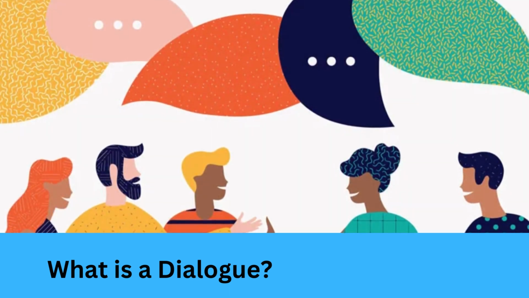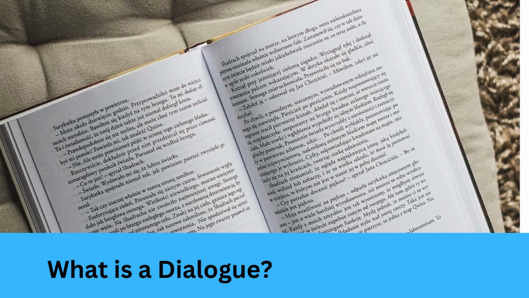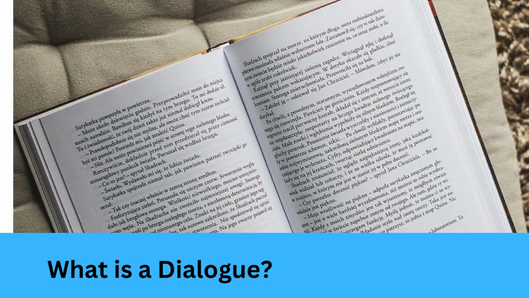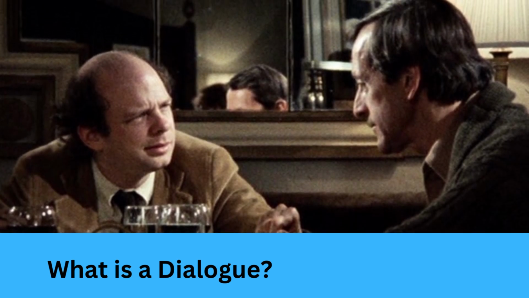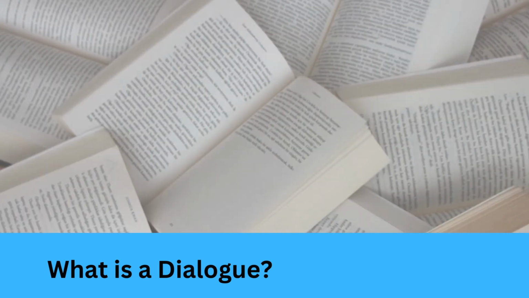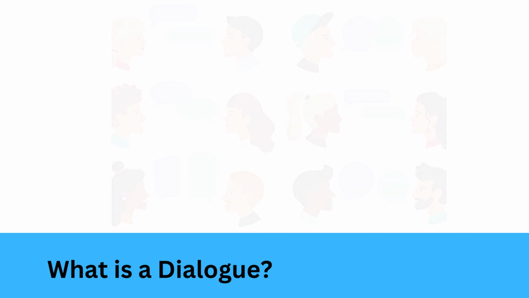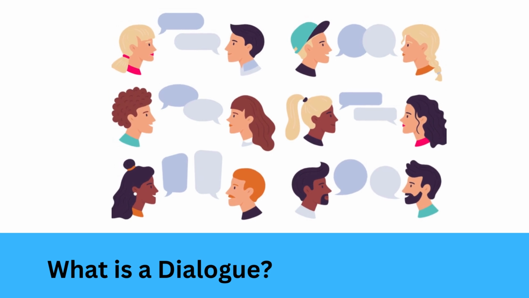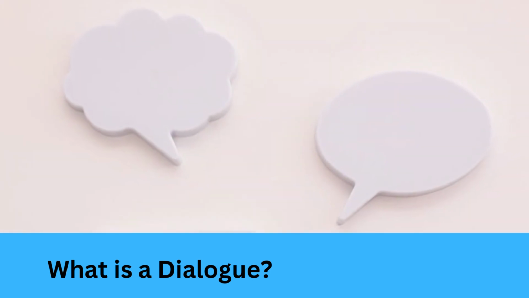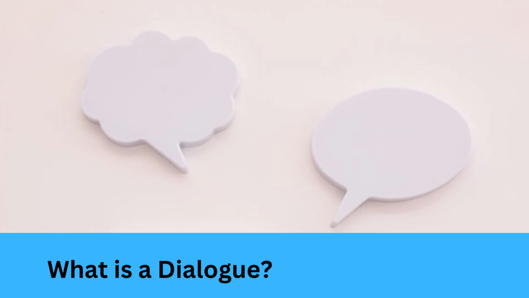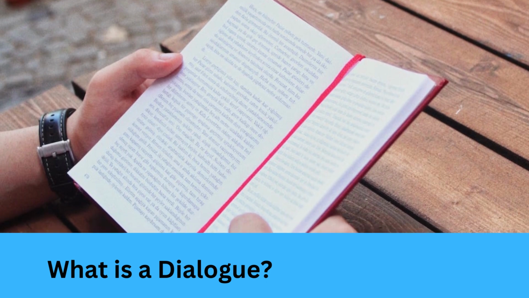What is a dialogue? A dialogue is a literary or written conversation between two or more characters in a story, play, novel, or any written work of fiction or non-fiction. It is a way for characters to communicate with each other, exchange ideas, express thoughts and emotions, and move the plot forward. Dialogues are a fundamental element of storytelling and serve various purposes, including character development, plot advancement, and conveying information or emotions to the reader or audience.